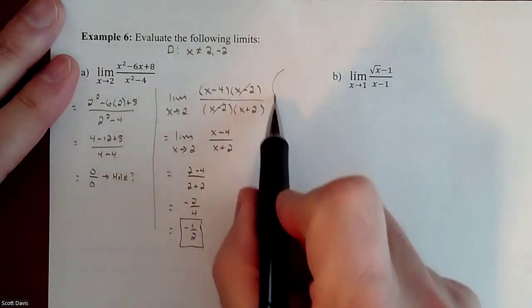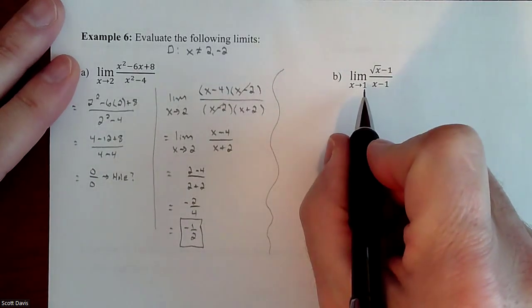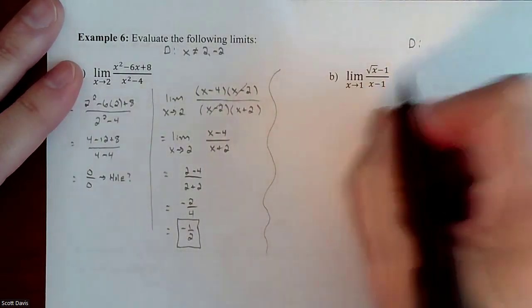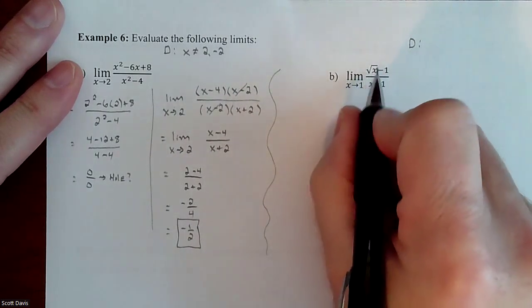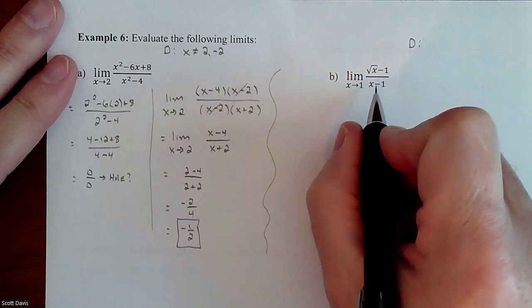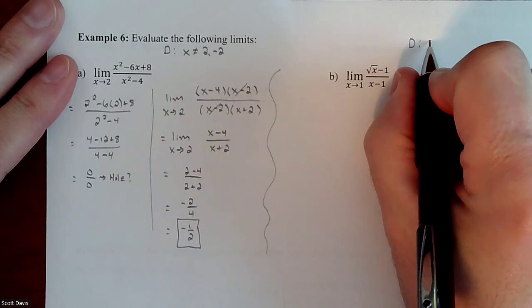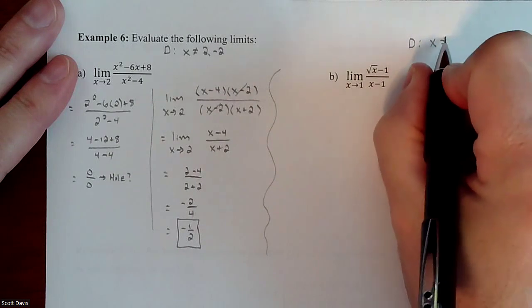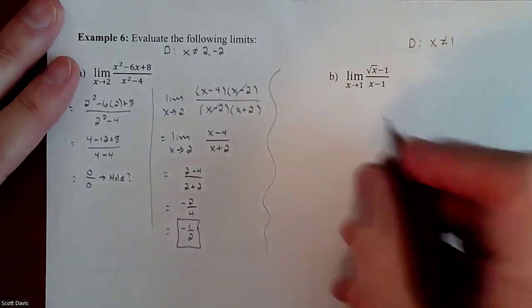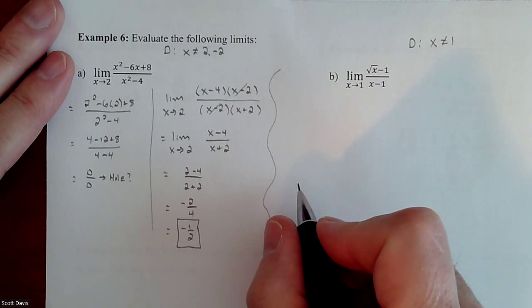All right, so let's do the other situation. Here we have a domain issue again. Let's not even consider this domain issue, because we don't want to take the square root of negatives. But let's just look at the domain issue exclusively from the bottom: x cannot equal 1, because it makes the denominator 0. And again, not coincidentally, that's the value that we're looking for the limit.